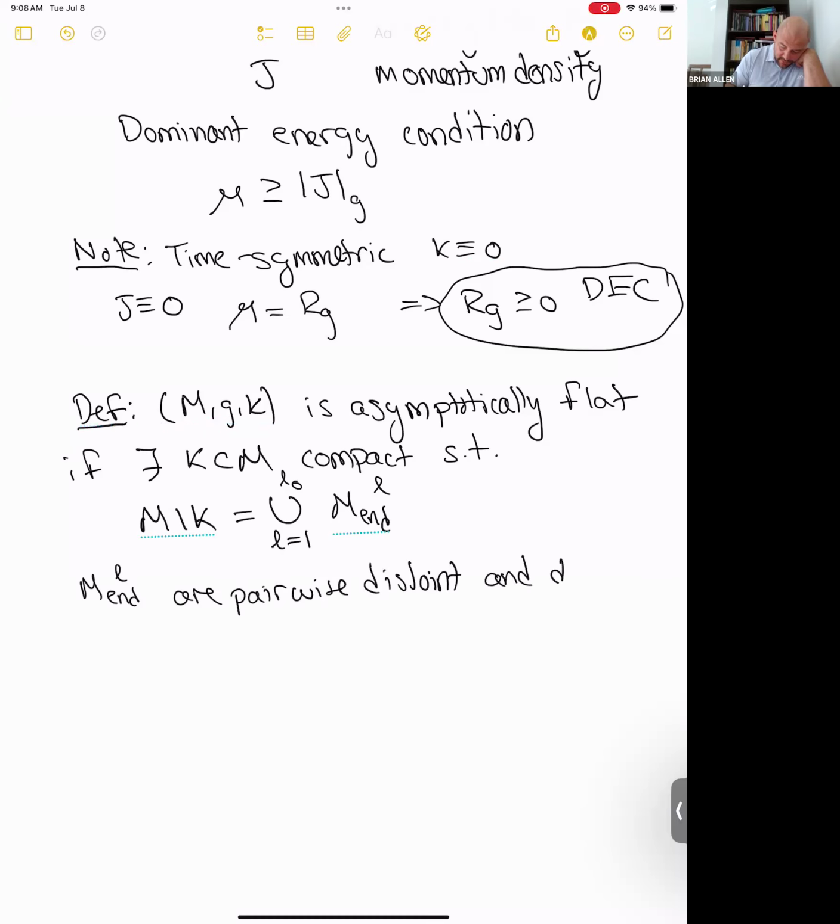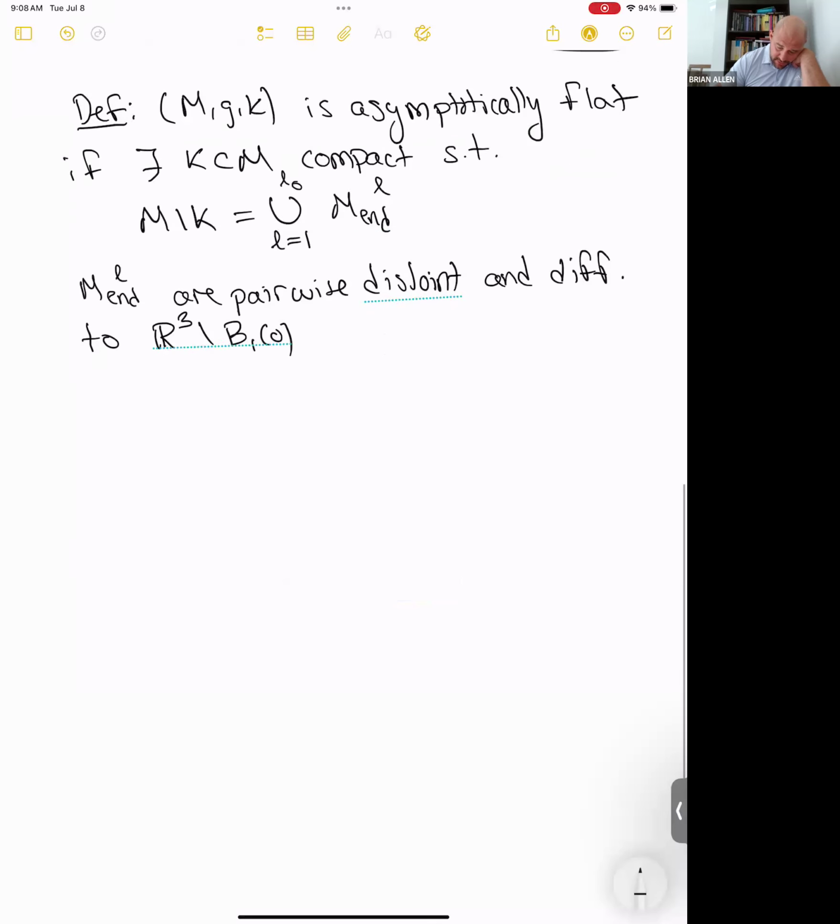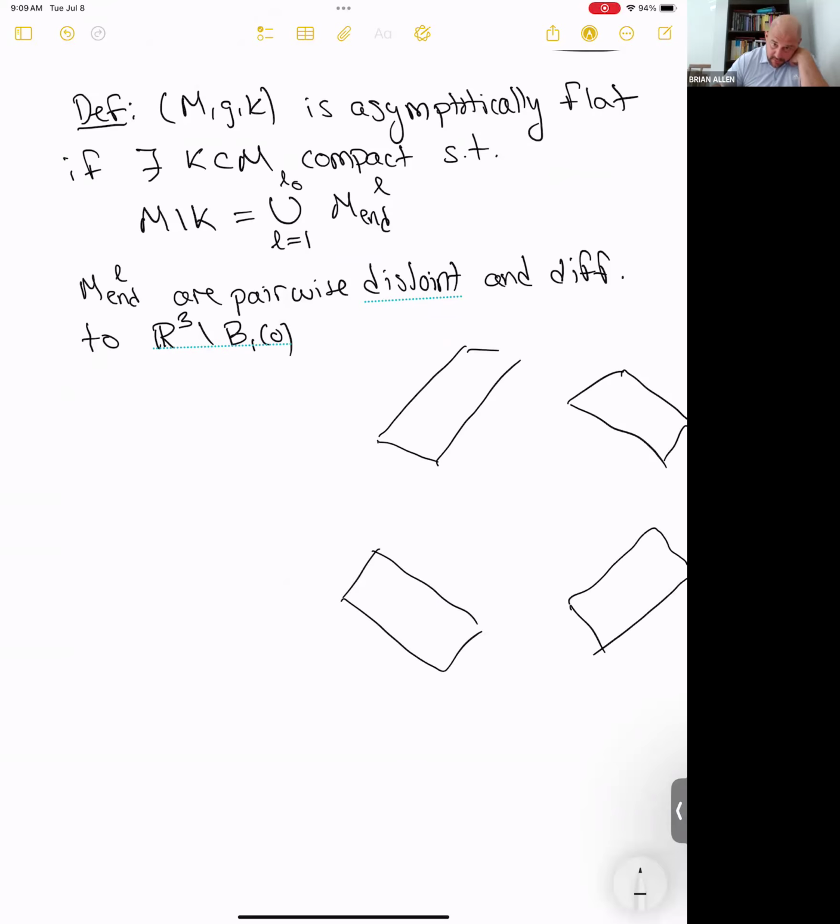And diffeomorphic to R3 minus a ball. So what we have in mind in a picture is you're going to have many different ends, this guy, possibly 4. And let's say something like this.